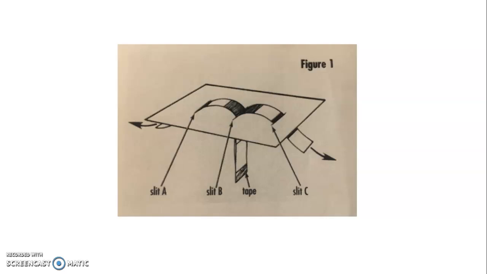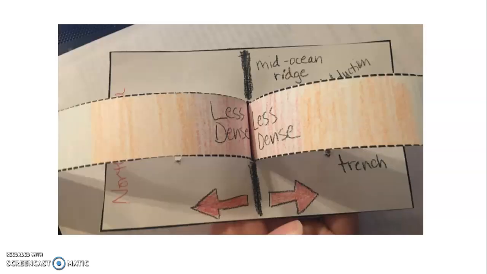So this is what your image should look like once you have completed your strip. You have your labeled plate, and then you have your strips that show magma. Where it's less dense, that's your new rock. And as it advances, we have our older rock. So first off, you're going to tape those two together. Then you're going to feed the pieces through those slits A and C. Slit B is where you're going to put the taped end in your model. And here is a picture of mine once I have inserted it.